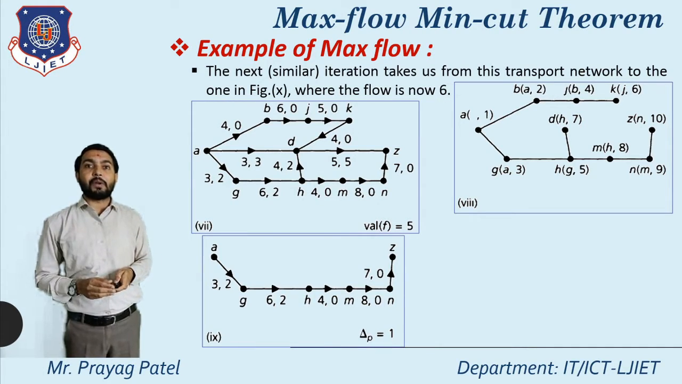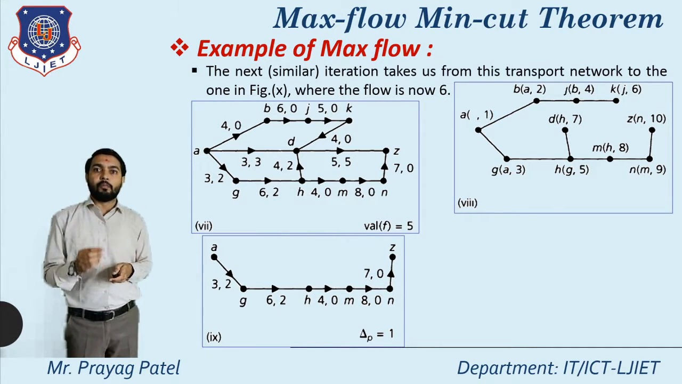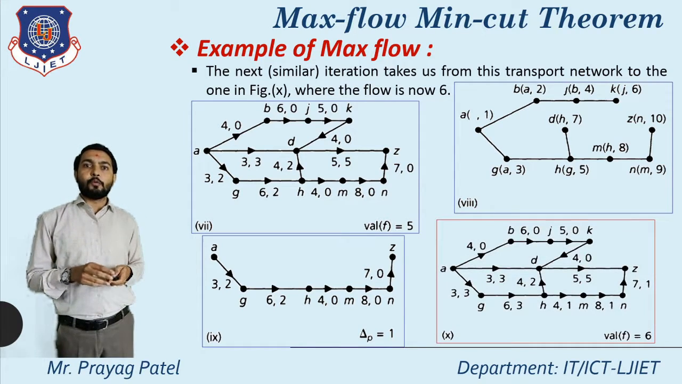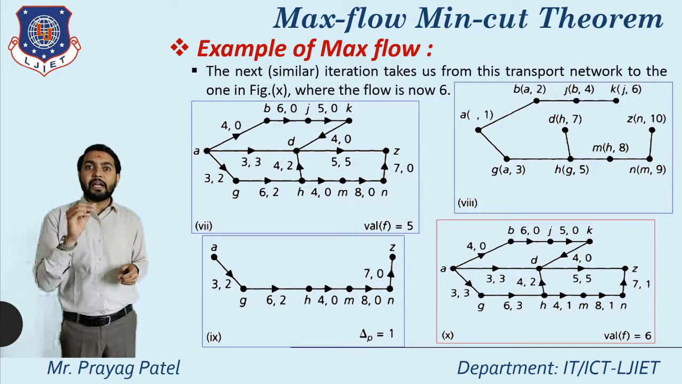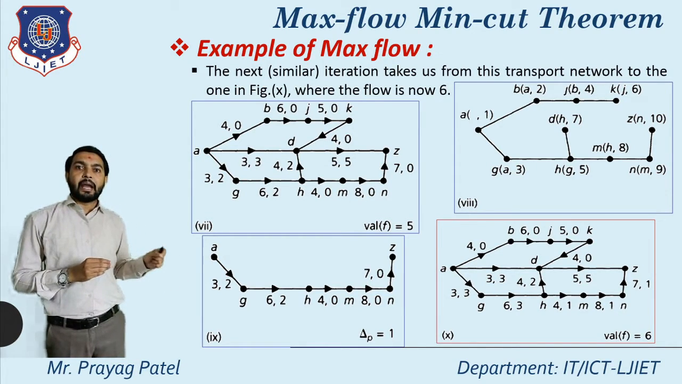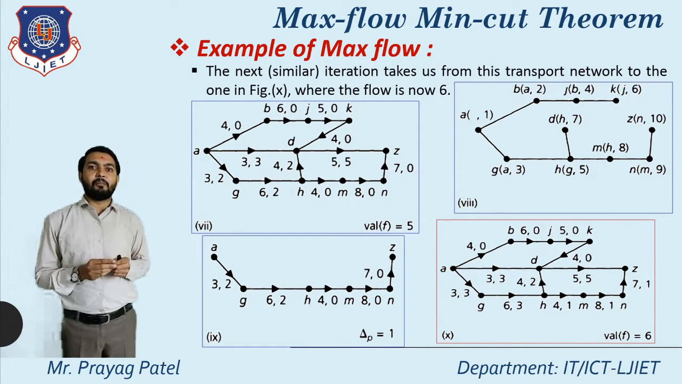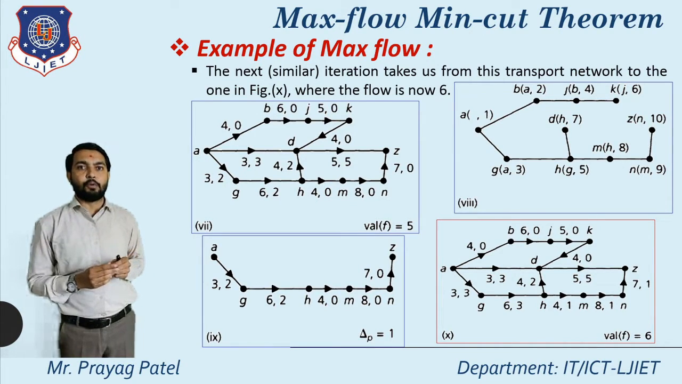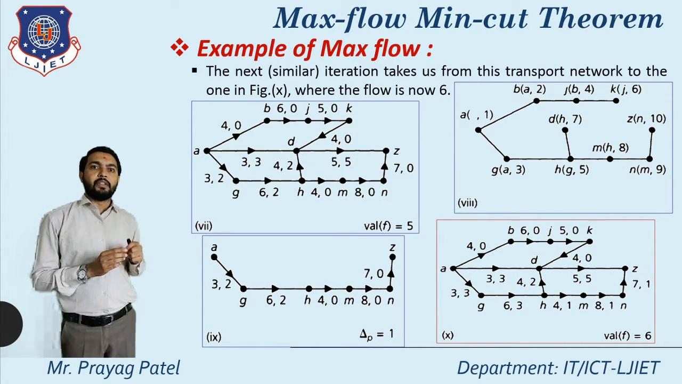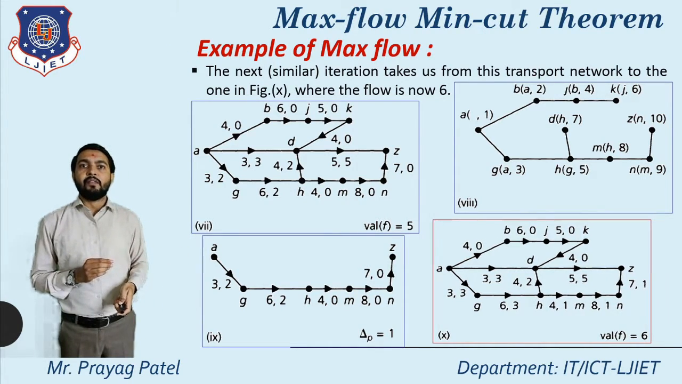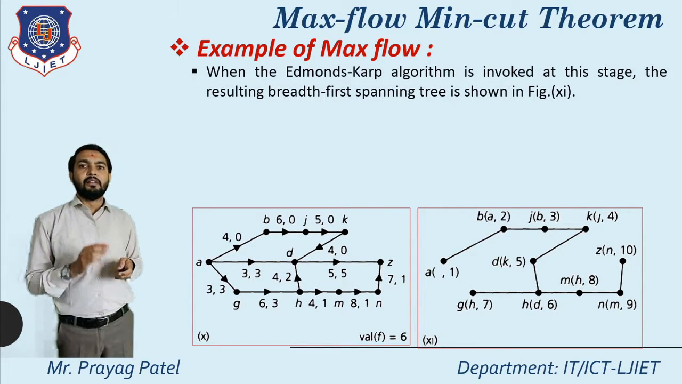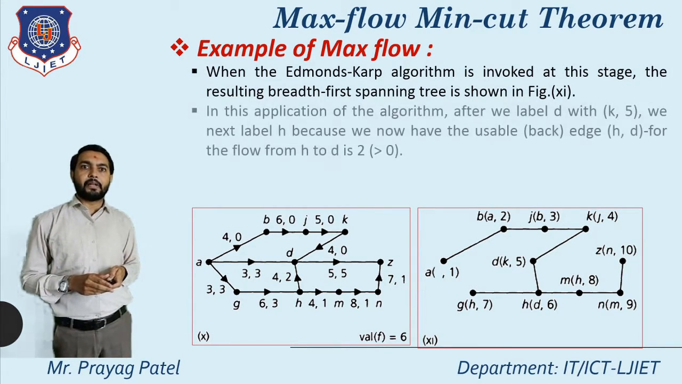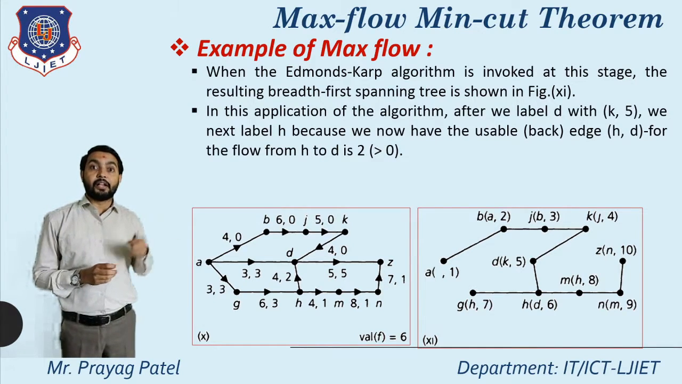Now find the delta P value. That means increase the flow. What is the delta P value? For the delta P value we find 1 as the increasable flow and increase this flow in this network. Then we find the last figure, number 10, as the increased flow: 3 3, then 6 3, then 4 1, then 8 1, then 7 1. Now this is the network for the flow. Here our flow is 6.